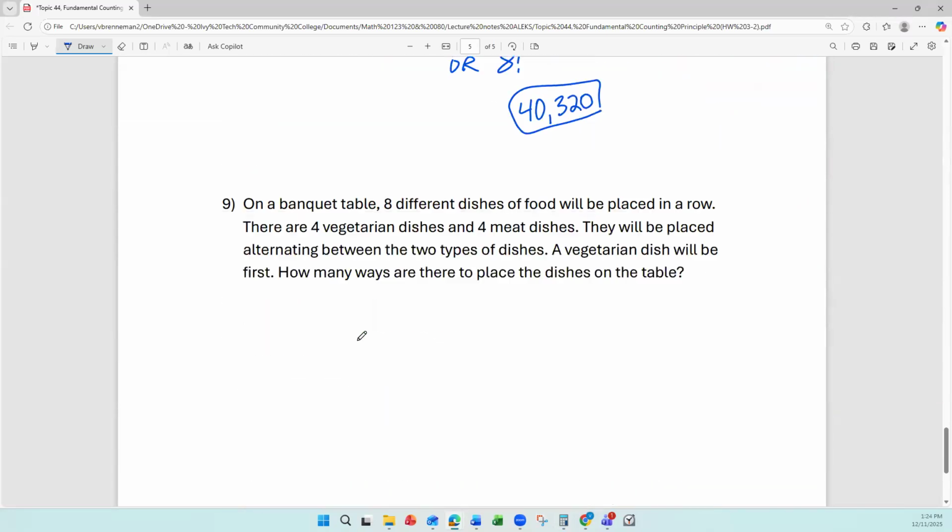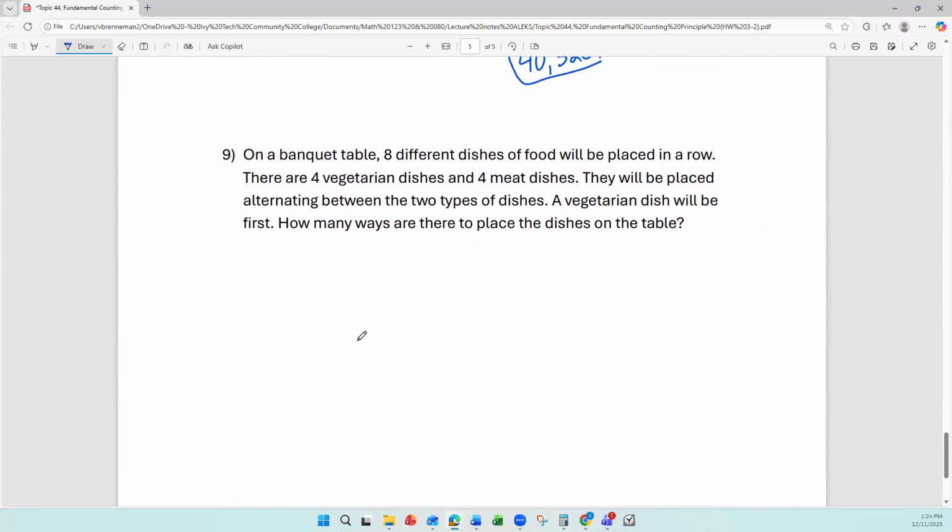And then number 9, the trick here is it has 2 categories, and it restricts it to say all the vegetarian dishes have particular places they're going to go. The meat dishes have particular places they're going to go. So the alternating vegetarian will be placed first. Is just saying we know this is the pattern that it's going to have, but the calculations are going to be the same whether it was all the vegetarian dishes first and then all the meat dishes, doesn't matter.